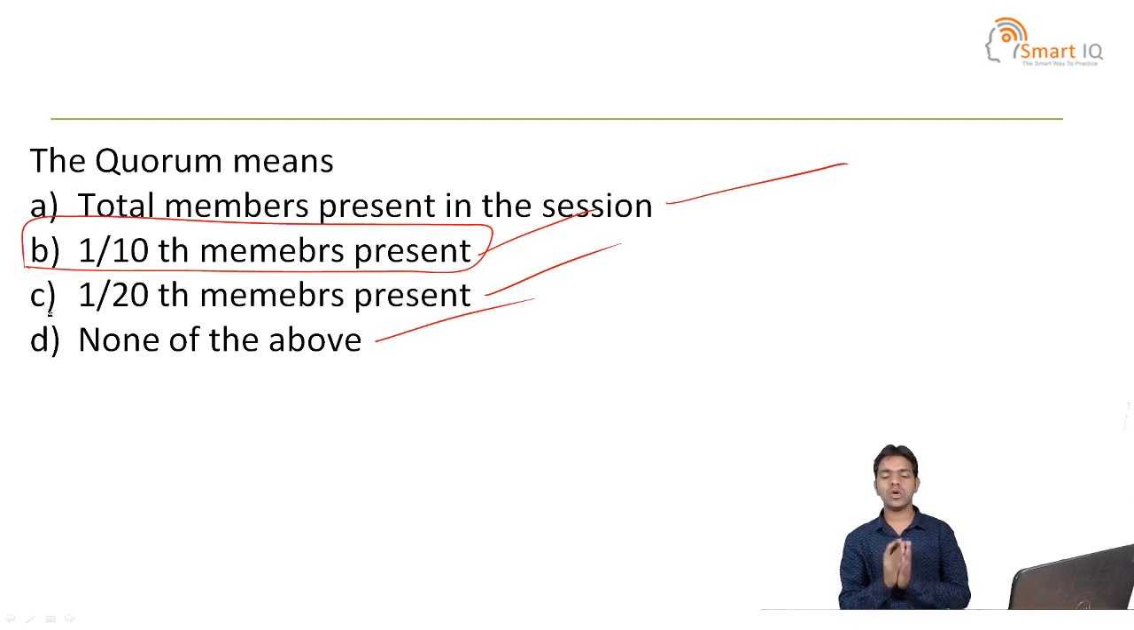The quorum means 1/10 of members present for the business of the Parliament. That is called quorum. Whenever there is no quorum, the Speaker of the Lok Sabha adjourns the session of the Parliament. That is called quorum.